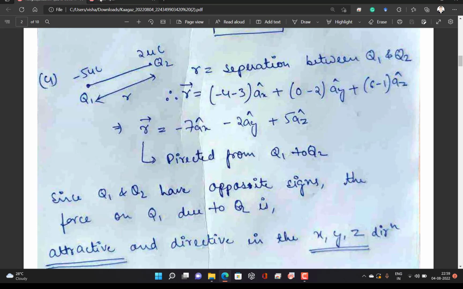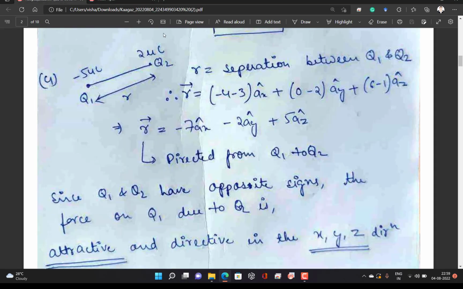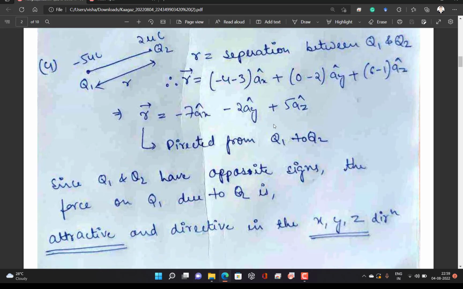That is x2 minus x1, y2 minus y1, z2 minus z1. That will be the separation between Q1 and Q2, the distance between Q1 and Q2. So here the vector r will be minus 7ax minus 2ay plus 5az. So this is directed from Q1 to Q2.